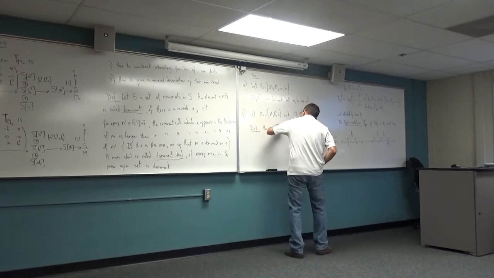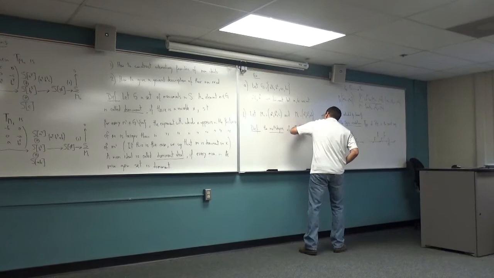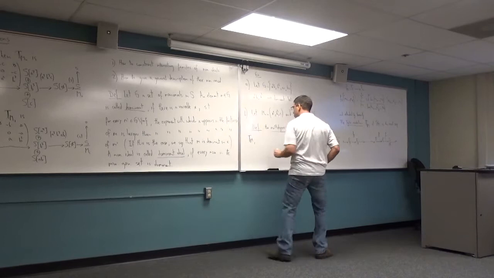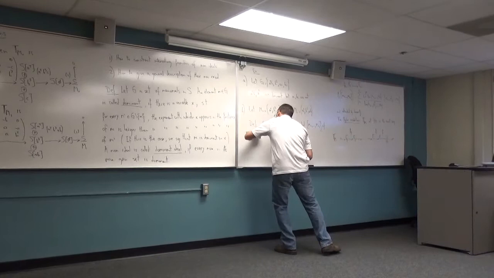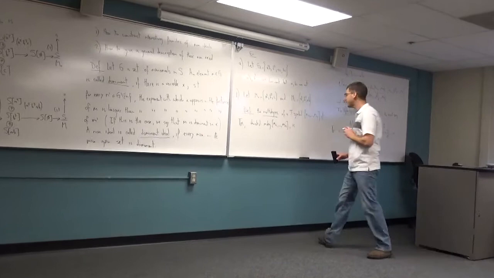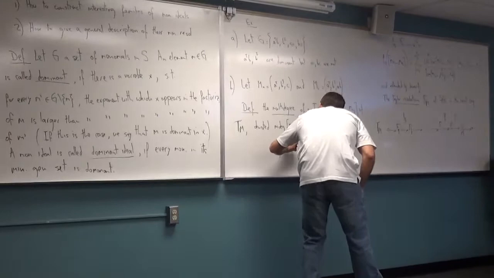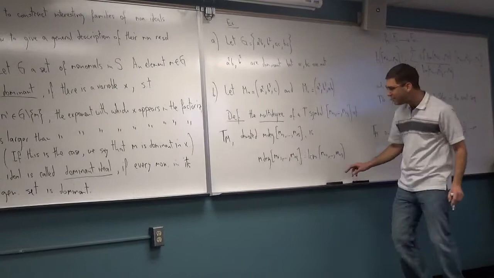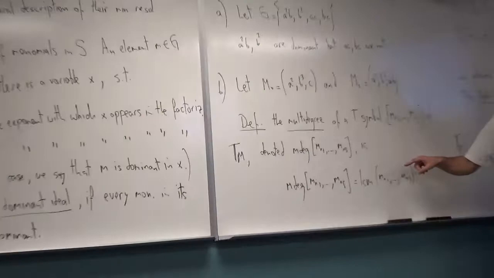The multi-degree of a Taylor symbol M_i1 ... M_is of the Taylor resolution T_M, which we denote Mdeg, is Mdeg of M_i1 ... M_is equal to the least common multiple of M_i1 ... M_is. So the multi-degree of a Taylor symbol is nothing but the least common multiple of the monomials contained in the Taylor symbol. That's simple. Right. That's the definition.